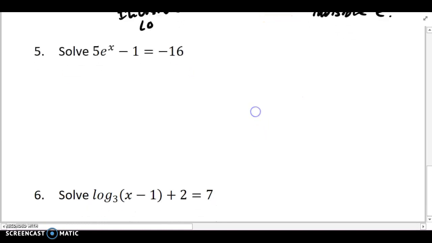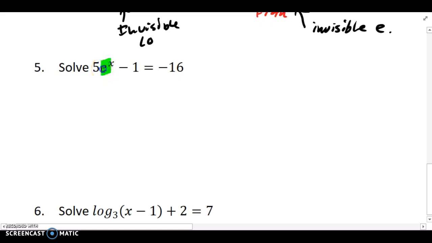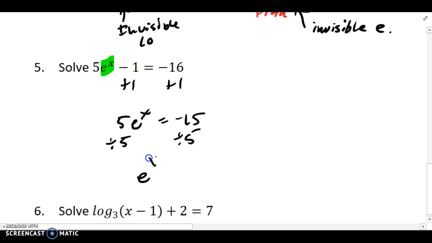So we're going to solve this one. What we need to do is get this guy all alone, so we need to add the 1 over. So we get 5 e to the x is equal to negative 15. And then divide off the 5. So we get e to the x is equal to negative 3. That won't work. So we're going to actually change this problem.